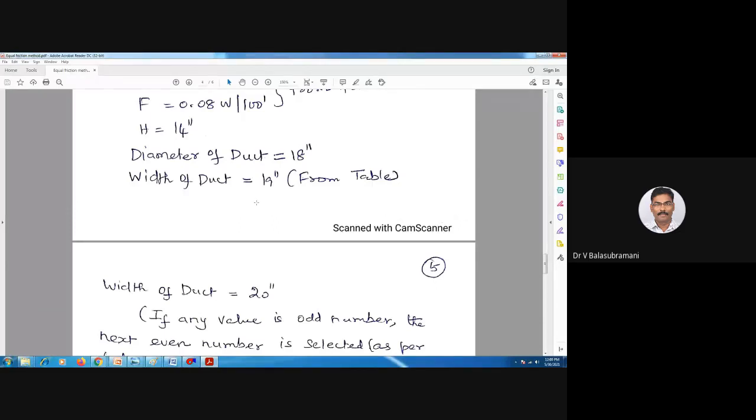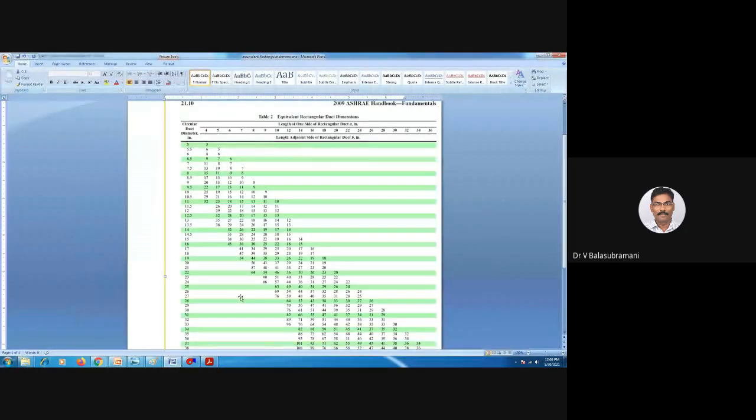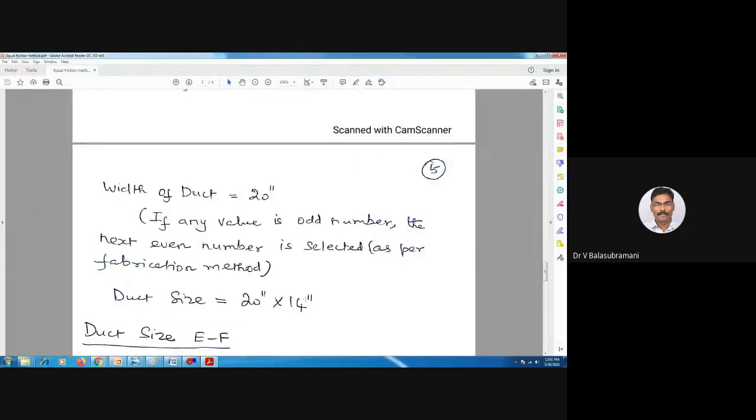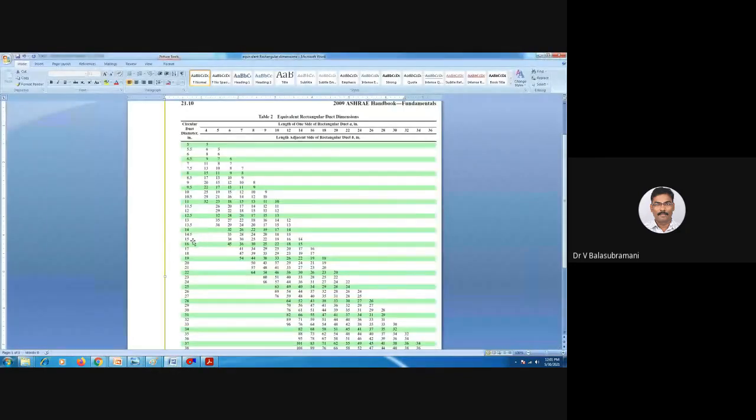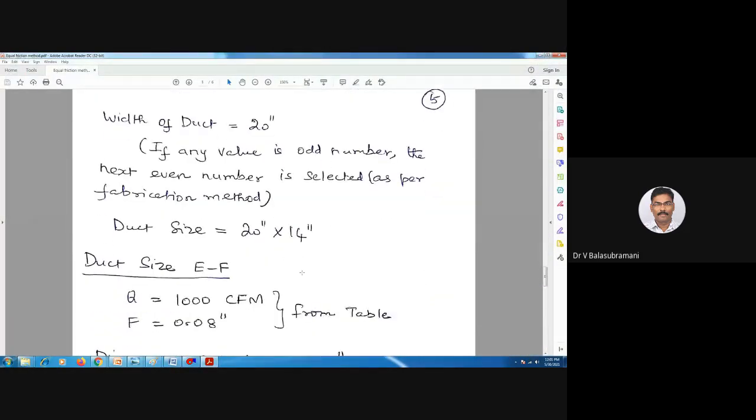So the width of the duct is equal to 14 inches, and the equivalent diameter is 20 inches. So for 20 and 14, there is a 24. So 24 into 14, this is the duct size. I made it as a 20, but originally it is a 24.